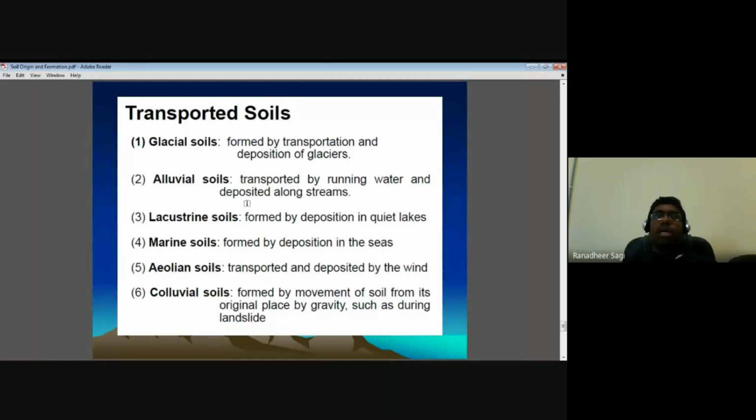Lacustrine soil is nothing but when the sediments are carried away and deposited in the case of lakes. Such soil formation happening in the lake region is what we call lacustrine soils.